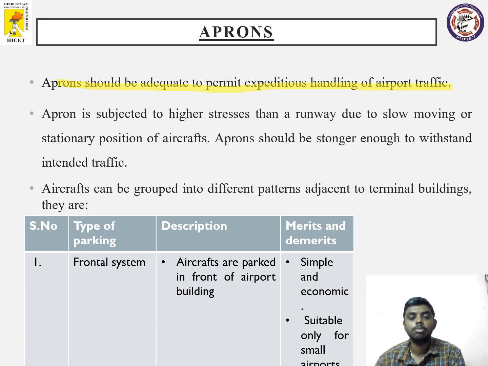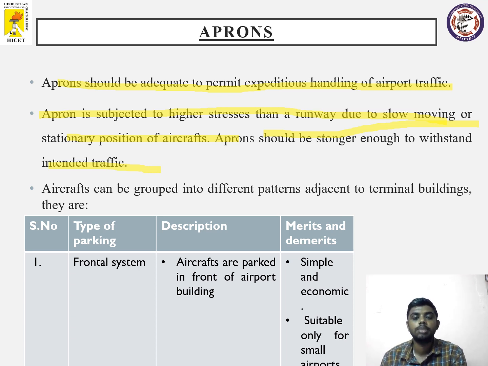You cannot use a normal highway as our apron's pavement. Right? As we have discussed, aprons are subjected to higher stresses than a runway due to slow moving and the stationary position of aircraft. So, for example, if you take an unloading of cargo, it will take many hours. So the aircraft will be in the same place for a larger period of time. So this will have a stress induced in the pavement, that is in your apron pavement. So that has to be carefully designed over there, and the apron should be strong enough to withstand the intended traffic. The traffic may be too high too.